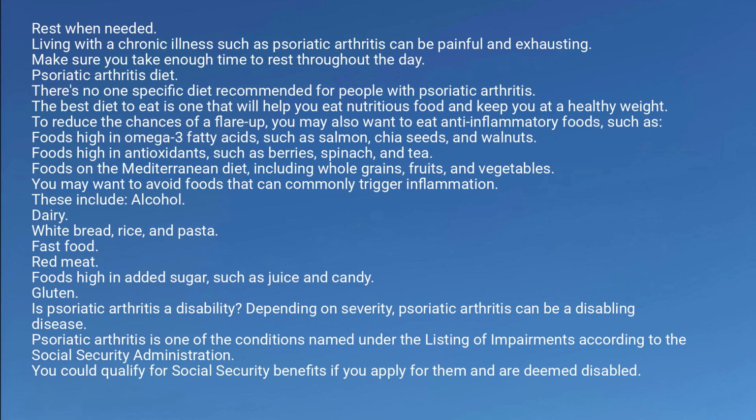To reduce the chances of a flare-up, you may also want to eat anti-inflammatory foods, such as foods high in omega-3 fatty acids, such as salmon, chia seeds, and walnuts. Foods high in antioxidants, such as berries, spinach, and tea. Foods on the Mediterranean diet, including whole grains, fruits, and vegetables. You may want to avoid foods that can commonly trigger inflammation. These include alcohol, dairy, white bread, rice, and pasta. Fast food, red meat, foods high in added sugar, such as juice and candy. Gluten.